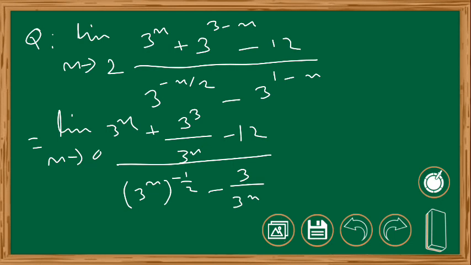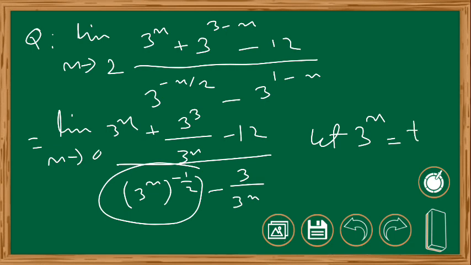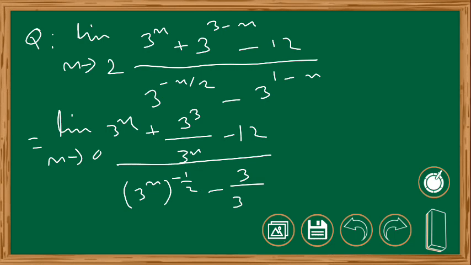Now look at this term. I will substitute 3 to the power x, but if I let 3 to the power x equal to t, then fractional terms will be there, t to the power minus 1 by 2. So in order to avoid that, I will not take it as t, I will take it as t square. Okay, so let me rewrite it. This is 3 to the power x, and I let 3 to the power x be t square.